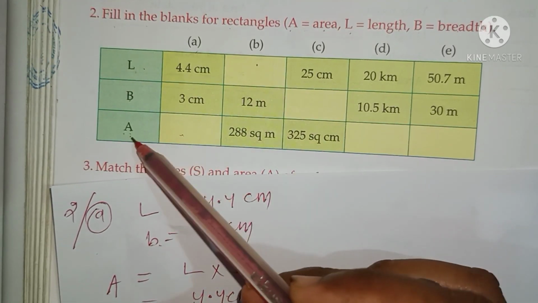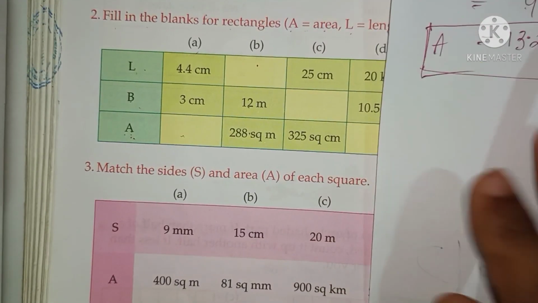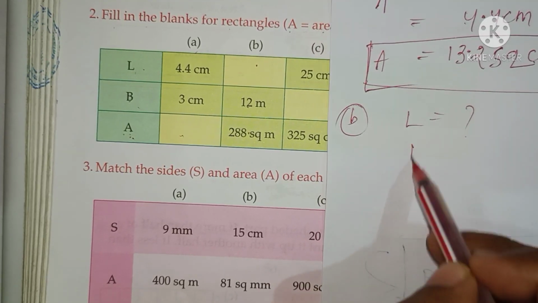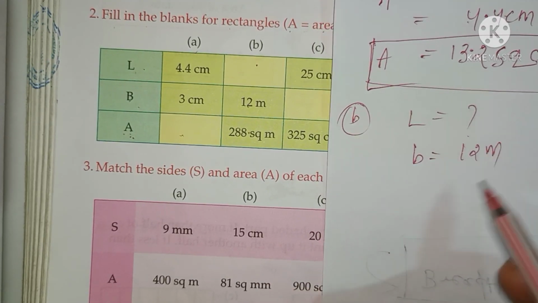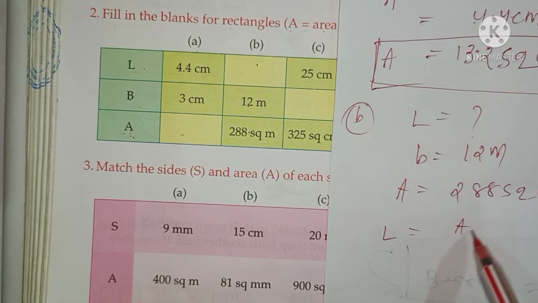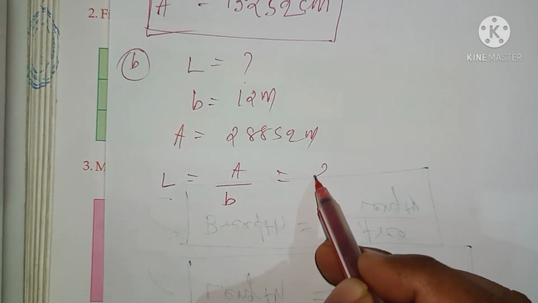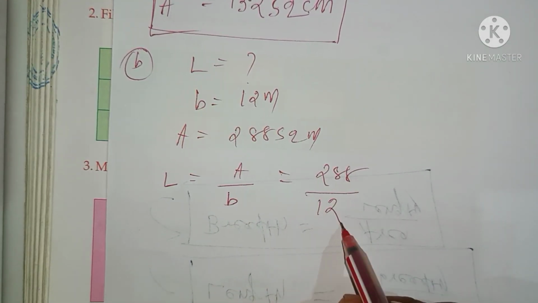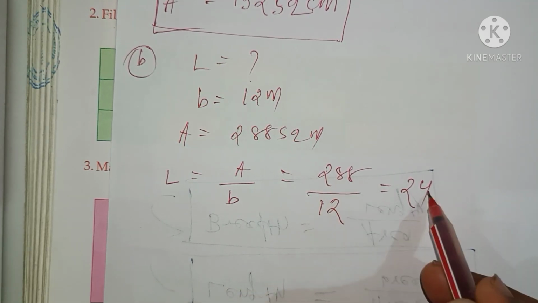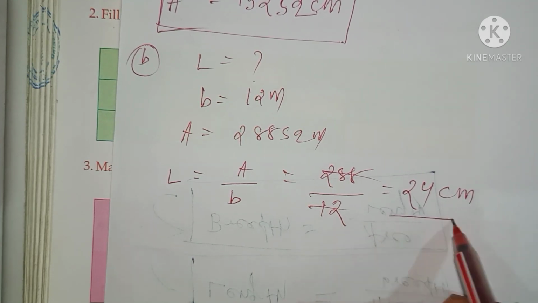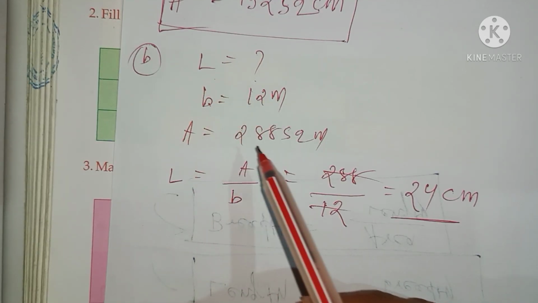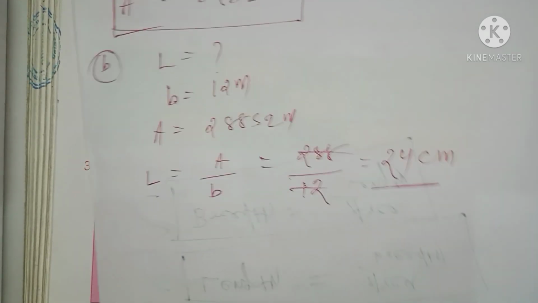Similarly, question number B is something different. Here length is asked, but area and breadth are given. I told you one example we have already done, that here length is asked, breadth is 12 meter, and area is 288 square meter. So the length formula is equal to area by breadth. Area is 288 divided by 12. See here, 12 twos are 24, 48. Then 12 fours are 48. So 24 will be the answer. Similarly, breadth may be asked or length may be asked, but area has to be provided. Exactly the same thing.